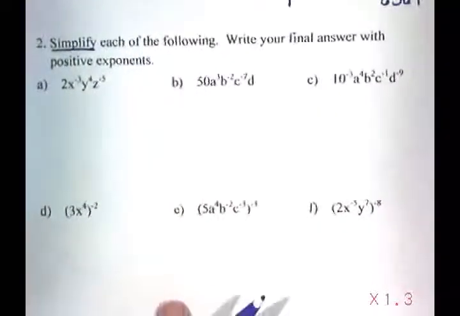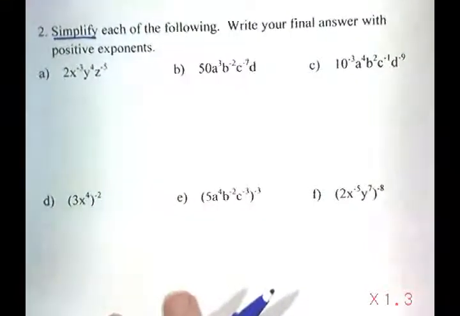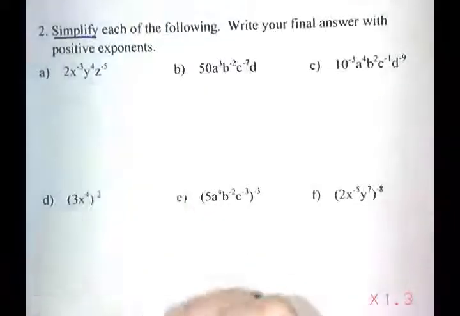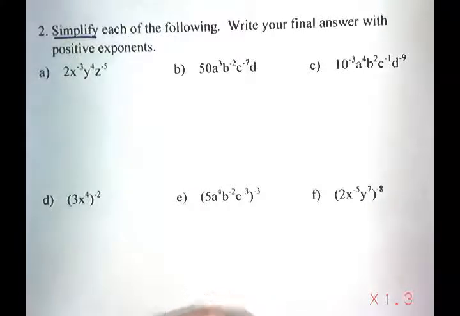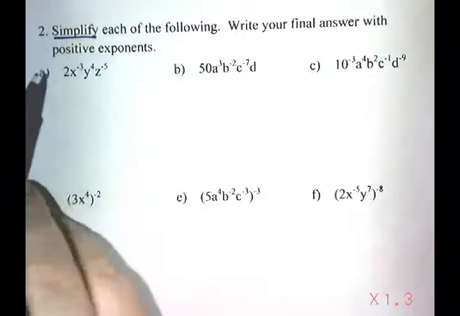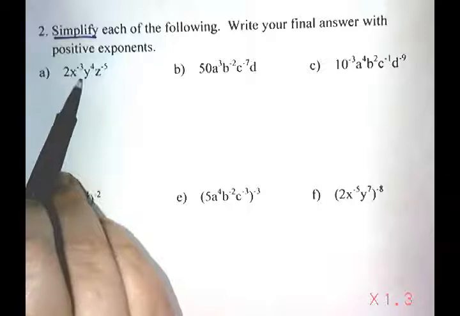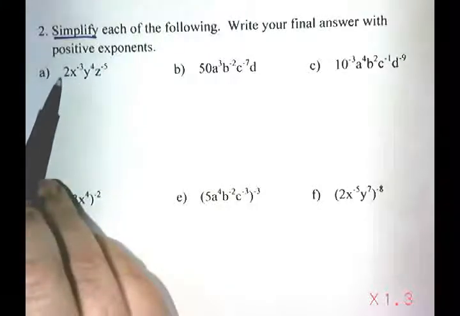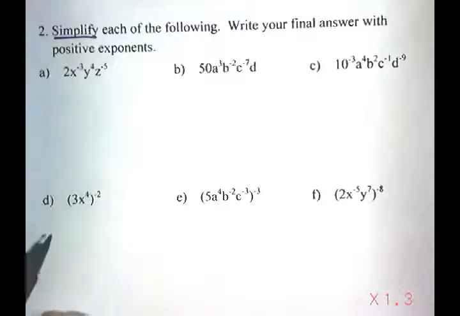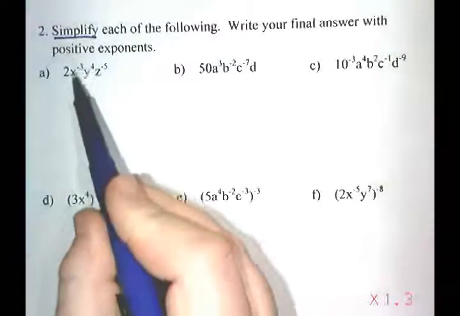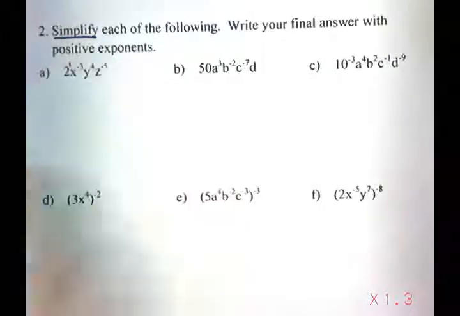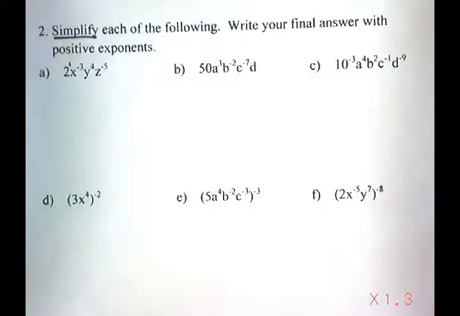So if I take a look at part A, I have 2x to the negative 3, y to the 4, z to the negative 5. So the ones that have positive exponents are fine. It's the one with the negative exponents that we're going to worry about here. Now I have a 2, an x to the negative 3, a y to the 4, and a z to the negative 5. One common mistake is that people think the 2x and the negative 3 go together, but really that negative 3 is just on the x. The 2 has its own exponent. It's actually a power of 1. We just don't normally write it in there.